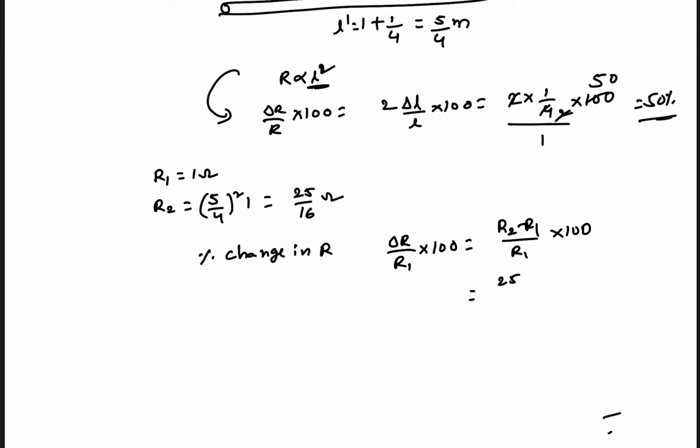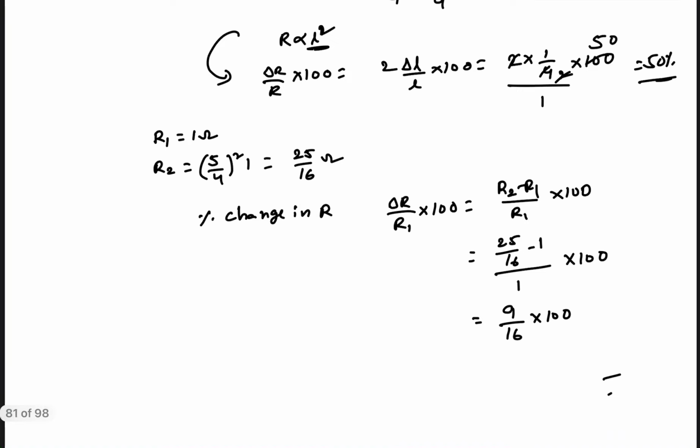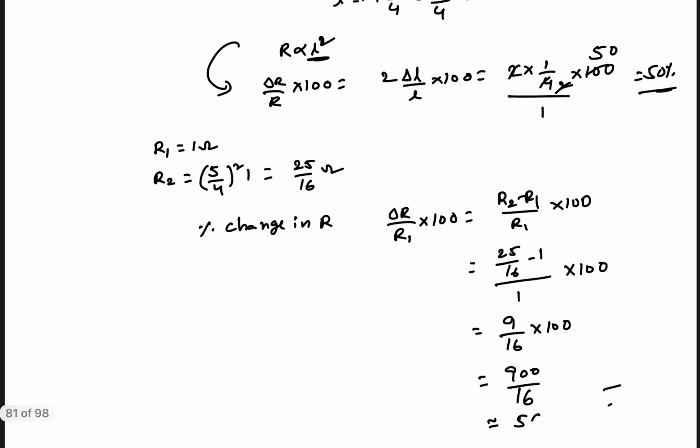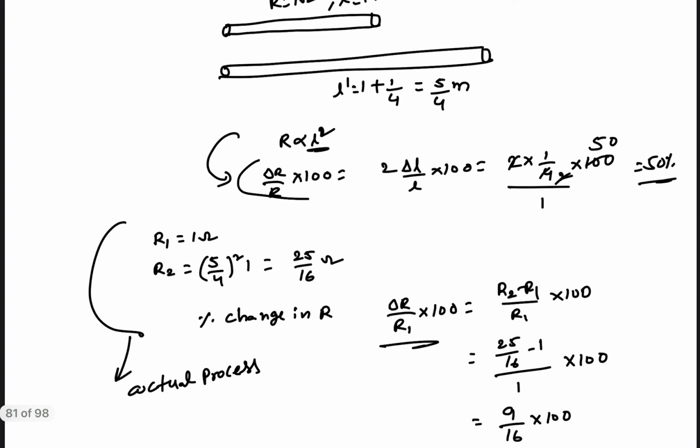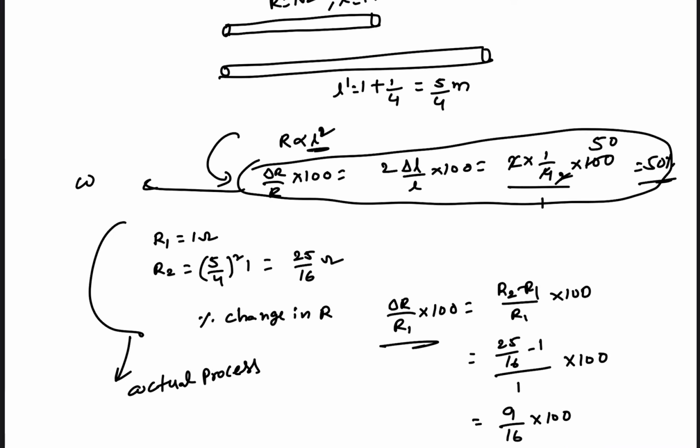Delta R value is R2 minus R1 by R1 into 100. You substitute there, 25 divided by 16 minus 1 divided by 1 into 100. You can get 25 minus 16 is 9. 9 divided by 16 into 100 you can get. So 9 by 16 into 100, approximately 900 divided by 16, you will get approximately 56 percentage. This is the actual process.